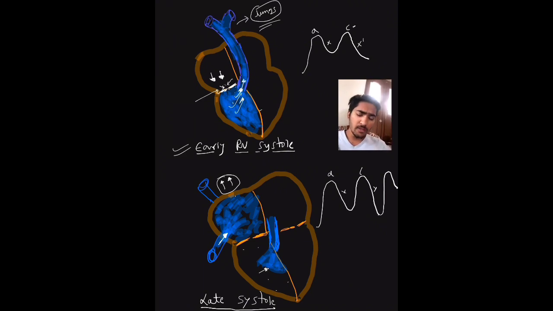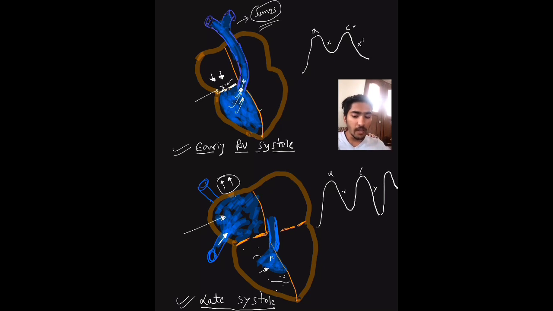So friends, this is early right ventricular systole. That means now the right ventricle has started contracting. What happens in late right ventricular systole is, you can see the right ventricle has pumped almost all the blood. Still there is some amount of blood remaining in the right ventricle, so even that blood is getting emptied.